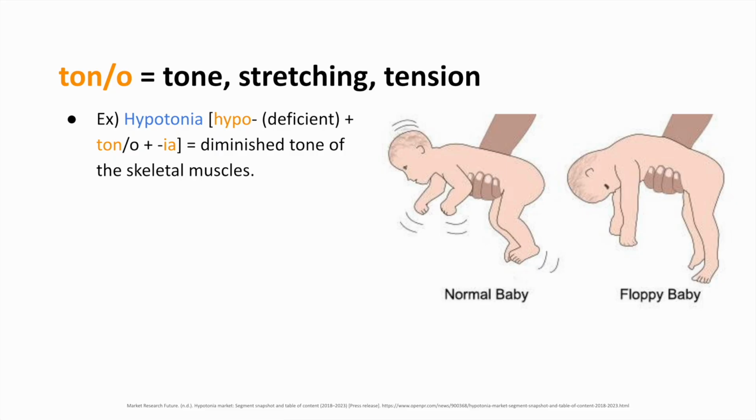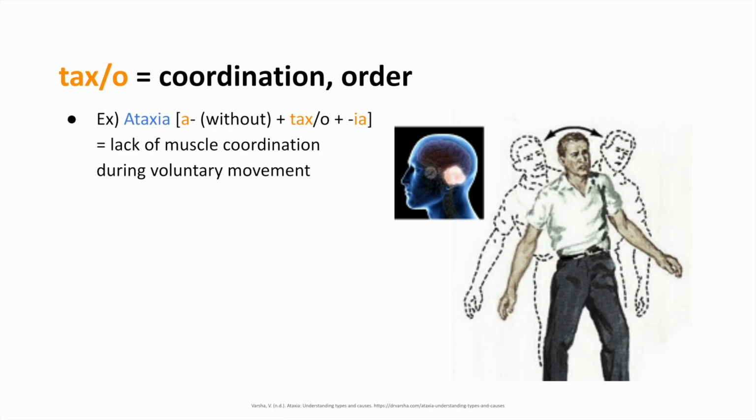Taxo is a combining form that means coordination or having an order. So ataxia: the prefix a means without, taxo, and the noun ending ia. So ataxia is a lack of muscle coordination during voluntary movements. Maybe in the diagram to the right, you can see him swinging to the left and right. He can't really control his muscles voluntarily well. That's one form of ataxia.